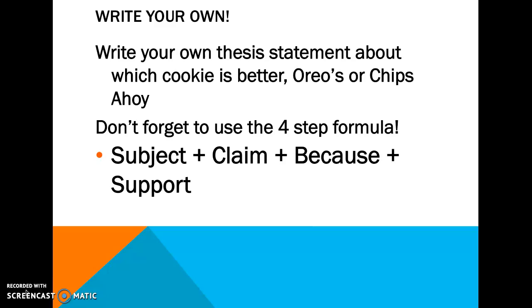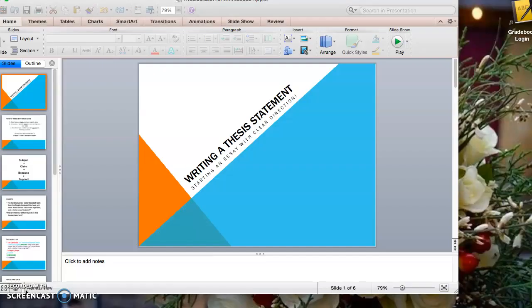So for example, I could say Oreos are the best cookie because they have chocolate and vanilla flavor. I could also write one that says Chips Ahoy are the better cookie because who doesn't love a chocolate chip cookie? Okay, so those are some examples. Okay, now it's your turn.